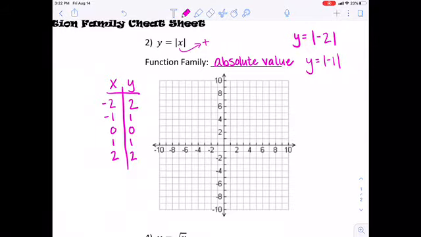So if I graph these points, I have the point -2, 2, -1, 1, 0, 0, 1, 1, and 2, 2. Once again, if I connect these dots, then I'm going to get something that looks like this.